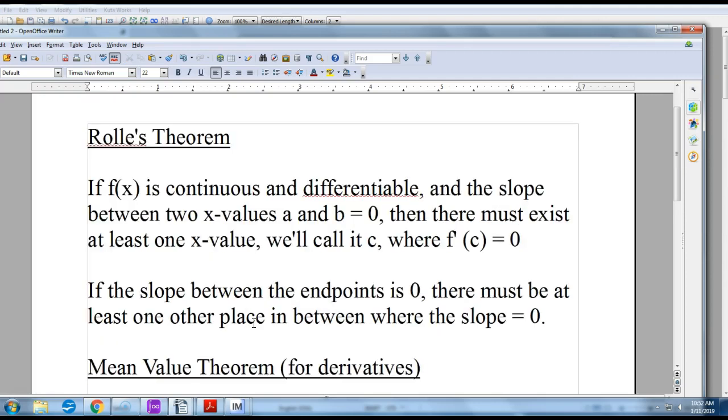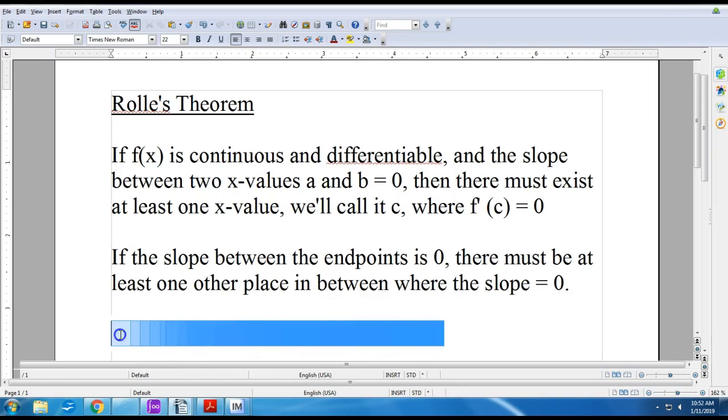Yesterday I wrote that. That was Rolle's theorem. So that should be the notes, right? That's not new, you don't have to write that. I'm just showing you what it was.